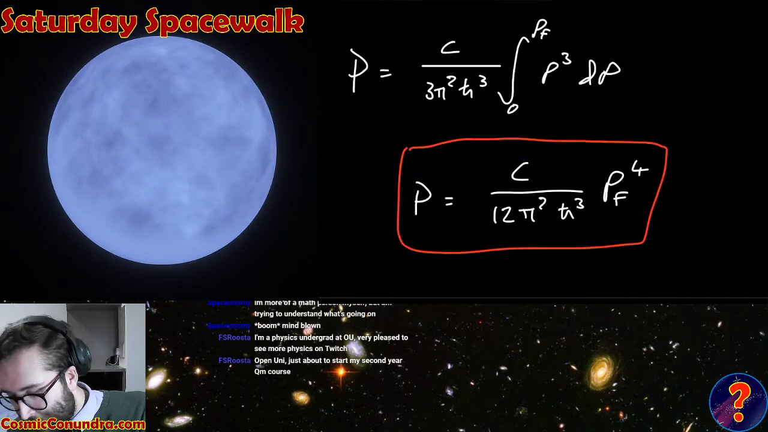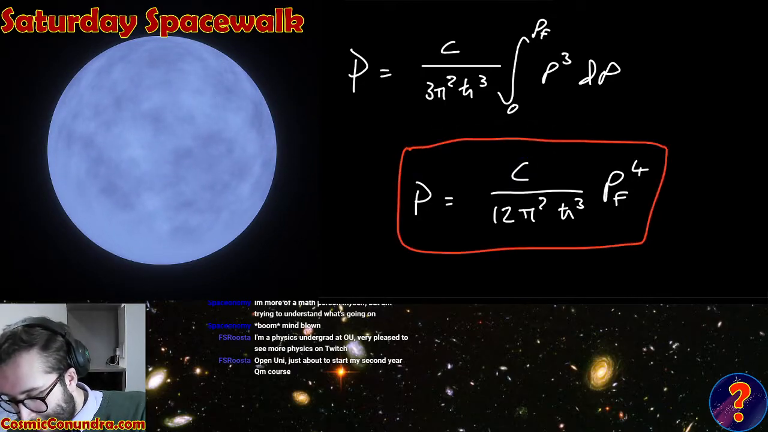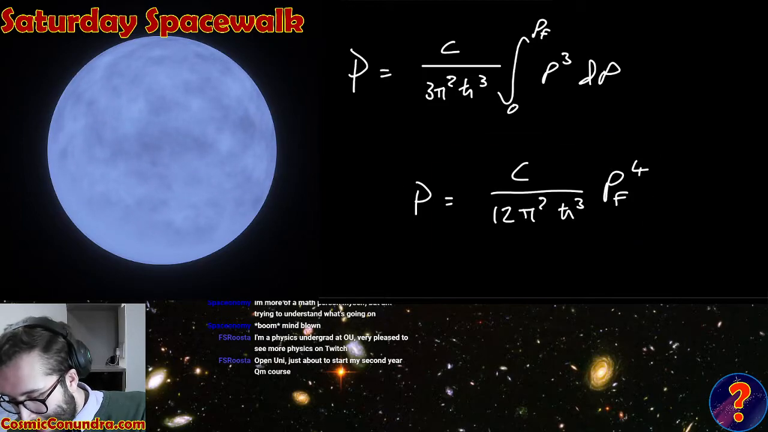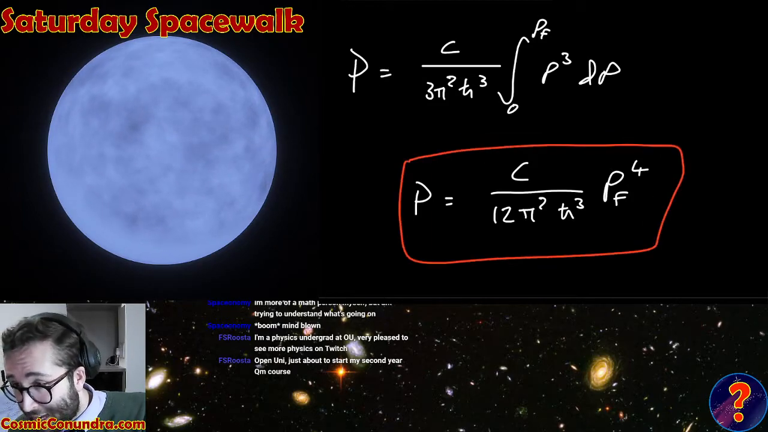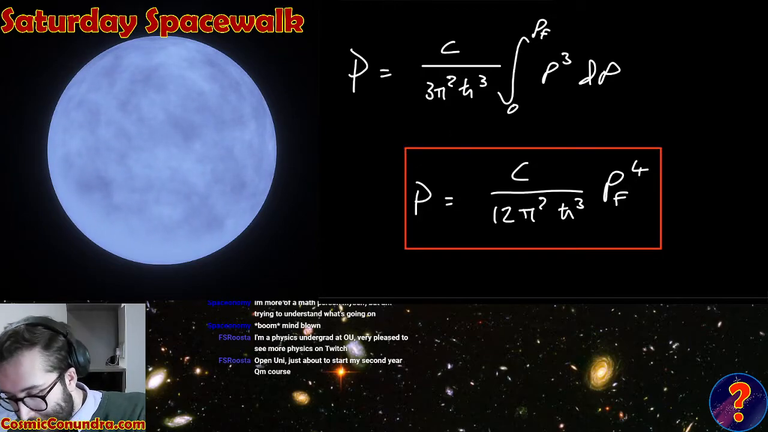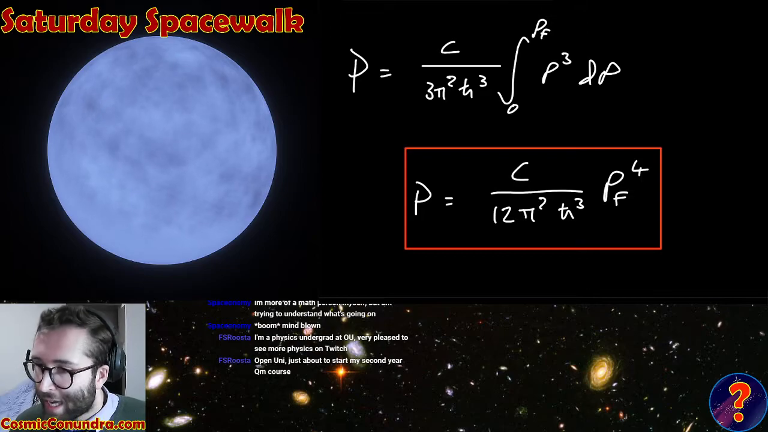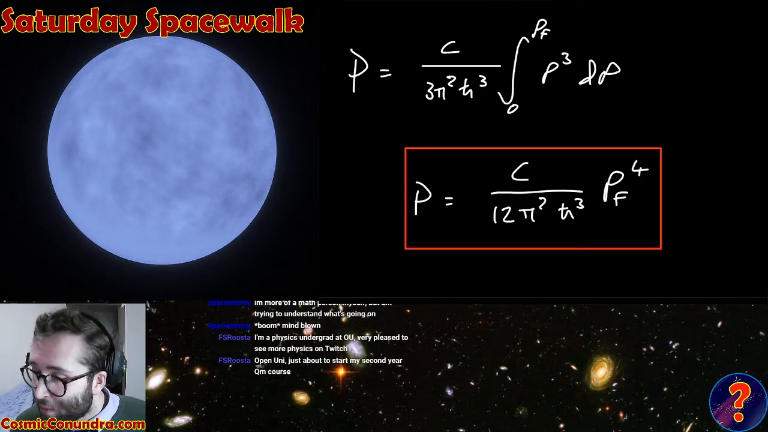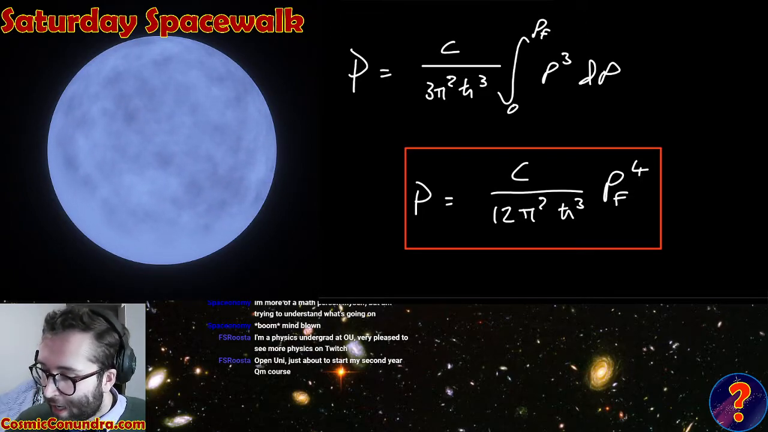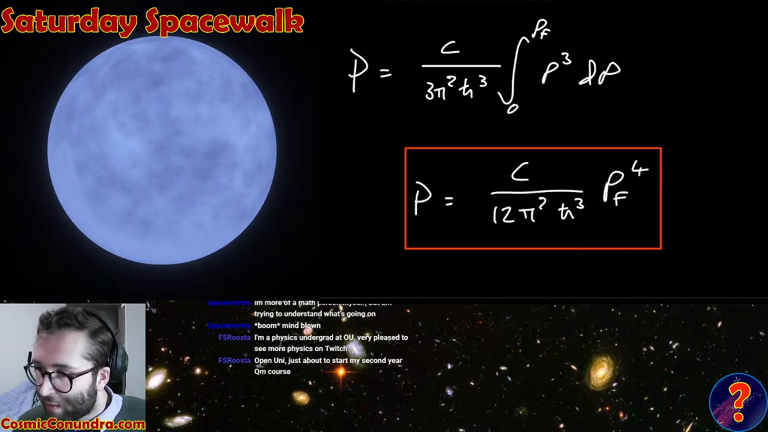So this is our expression for the pressure of a degenerate and relativistic electron gas. This is the most relevant case we have: the gas is degenerate and the gas is relativistic. It turns out this case is very accurate inside of white dwarfs.